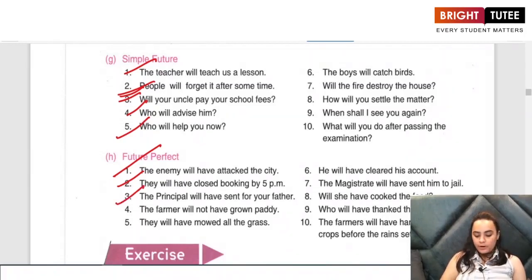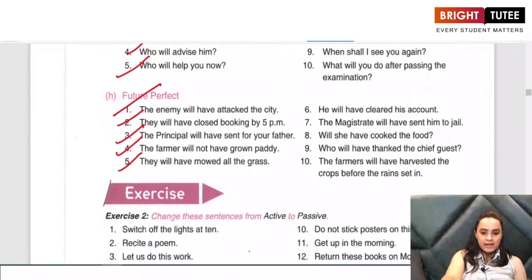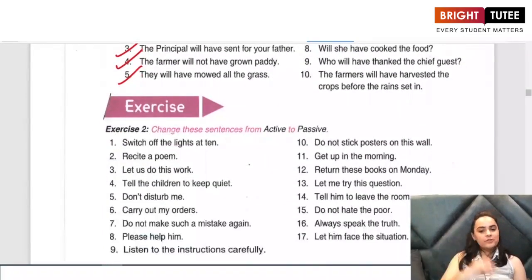The farmer will not have grown paddy. Paddy will not have been grown by the farmer. They will have mowed all the grass. All the grass will have been mowed by them. Now the next question is how to change from active.